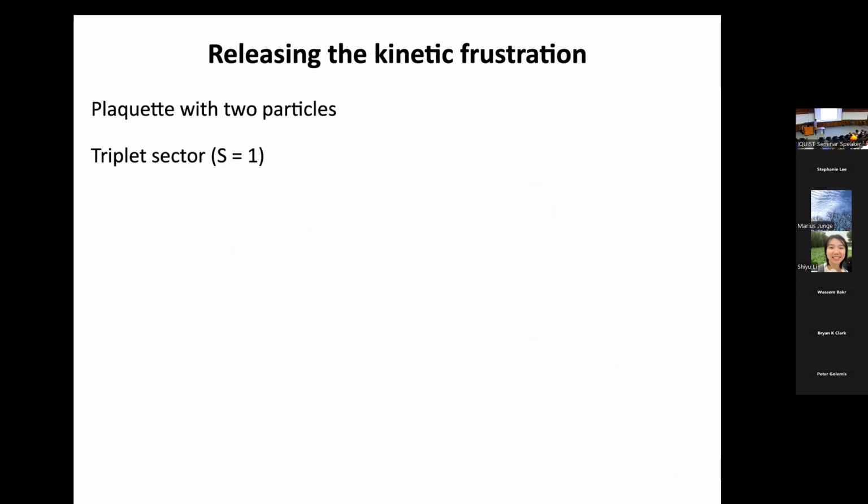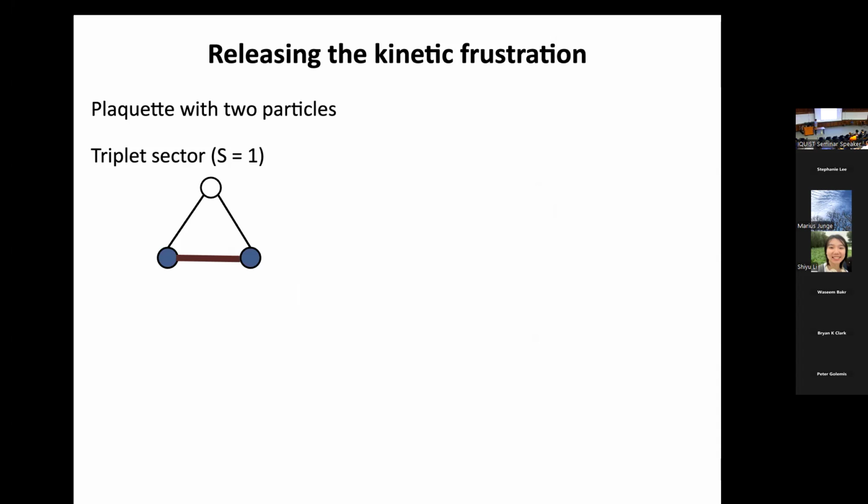Okay, so the simplest way to think about this is on a plaquette. We're going to just consider a single plaquette where we crank up the interactions to infinity. So let's say we put two particles in the plaquette so that we have a single hole. So now it's a hole doped system with two particles. And we can solve the problem in two sectors, the triplet sector and the singlet sector.